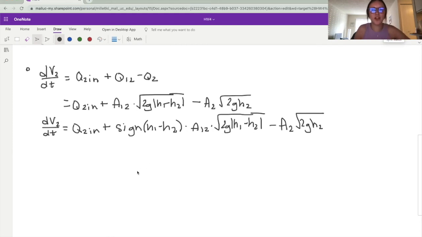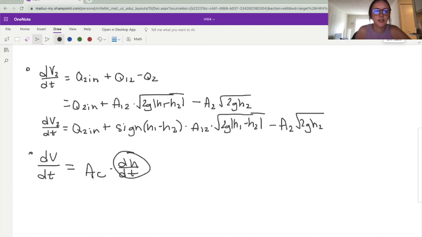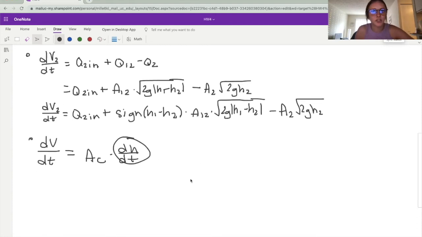And so to find the total velocity, dV over dt, we are going to have AC times dH over dt. And we want to find this dH over dt. And the AC is what we are going to have as our cross section.